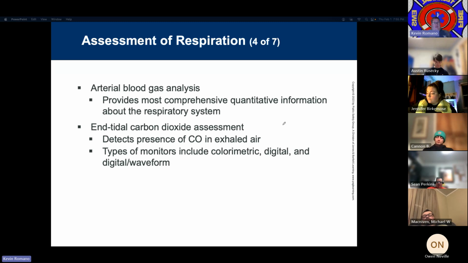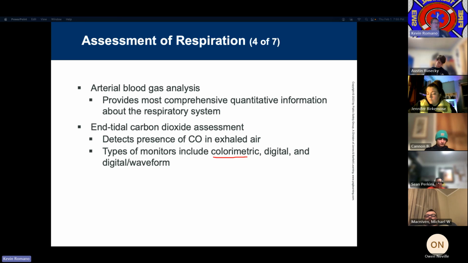I'm not going to hit these heavy with you guys, because really it's just more numbers you need to be somewhat familiar with. But to maintain normal ABG values, the balance between alveolar volume and perfusion of the alveolar capillaries must be maintained. End-tidal carbon dioxide assessment detects the presence of carbon dioxide in exhaled air. Types of monitors include colorimetric, digital, and digital waveform.